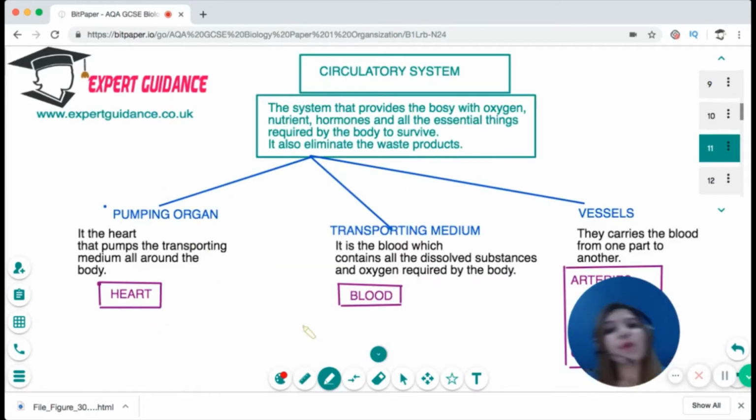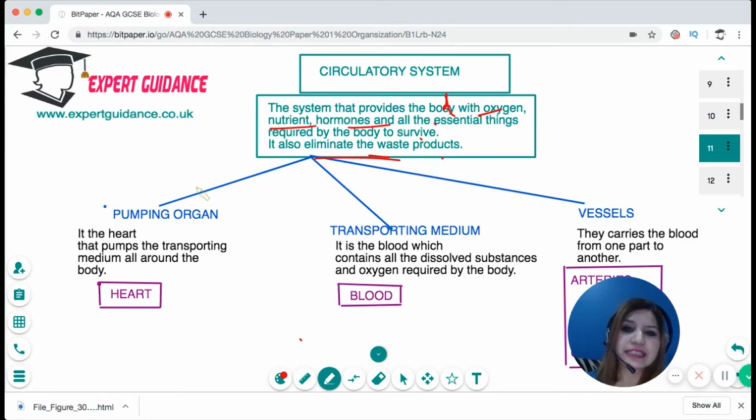Now let's move on to the circulatory system. The question is, why do we need a circulatory system? And what is a circulatory system? The circulatory system is a system that provides the body with oxygen, nutrients, hormones, and all the essential things that a body needs to survive. And it also gets rid of the waste products. But why do we need a circulatory system? We need a circulatory system because we need a constant supply of all these nutrients.